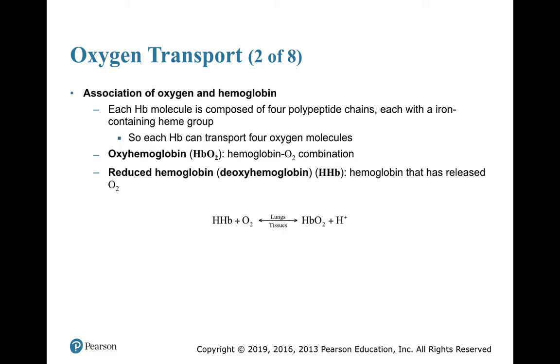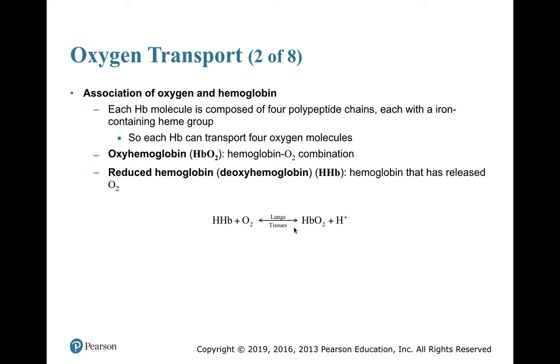So the association of oxygen and hemoglobin is a little bit complicated. It's a cooperative association when you're binding, and it's also cooperative when you're unloading, and it's important for us. Each hemoglobin molecule is composed of 4 polypeptide chains, and each one of those chains has an iron-containing heme group, which means that a hemoglobin can transport 4 oxygen molecules. If it has oxygen on it, we call it oxyhemoglobin. If it does not have oxygen on it, we call it either reduced hemoglobin or deoxyhemoglobin.